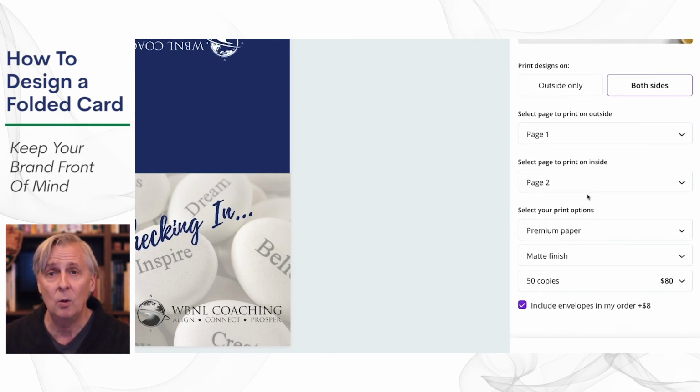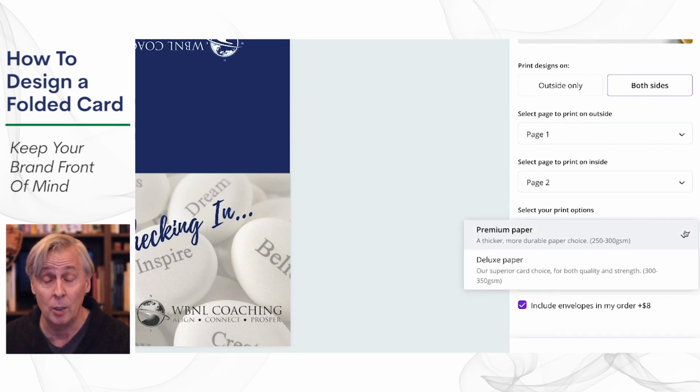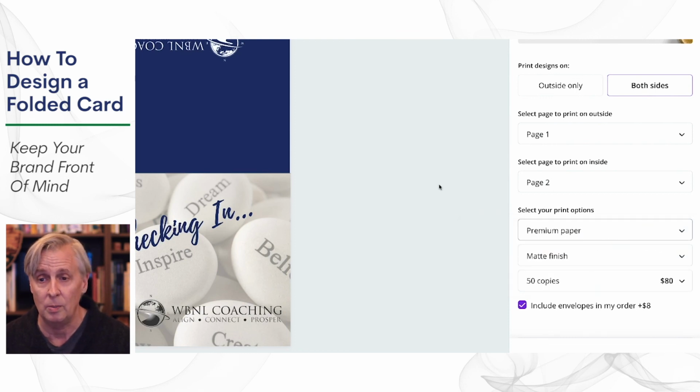On every single one of the print jobs in here, it gives you different choices and options for what kind of paper you want, or if it's a t-shirt, what quality of t-shirt you want, that type of thing. All of the paper that I have seen come through Canva is very high quality. There are two choices available on this: the premium paper or deluxe paper. Let's stick with the premium paper here.